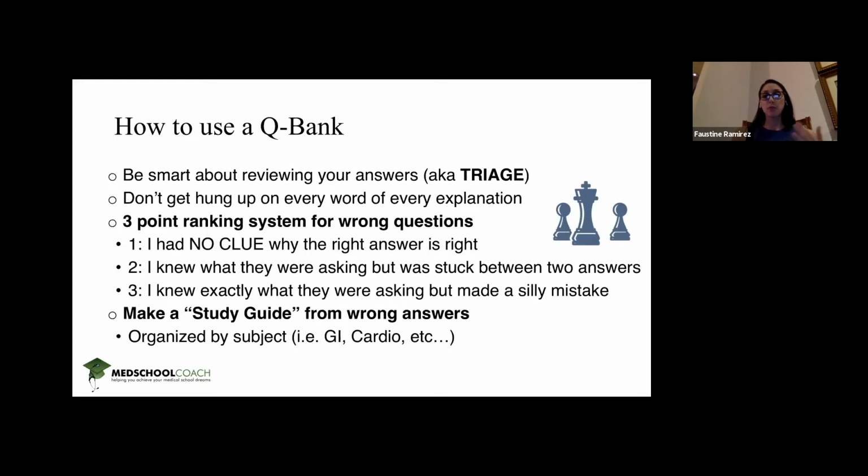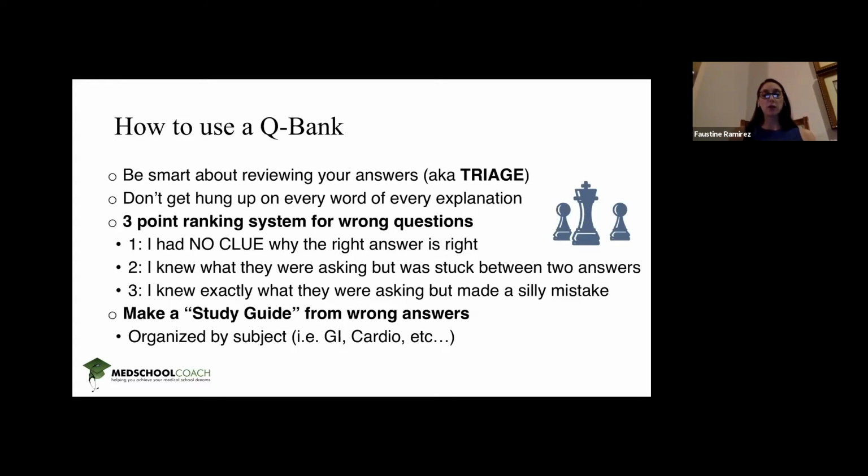Somewhere in the middle, so maybe a moderate or an orange, would be, I got the point of the question. I knew what they were asking me, but I narrowed it down to 2 and I really couldn't choose between the 2, or it was a 50-50 chance. And then a green would be, I really had the hang of this topic. I knew what they were asking me, but I made a really silly mistake that I'm not going to make again. And the goal of this ranking system is to be more efficient, to spend more time reviewing those red and orange topics and less time reviewing the green topics.